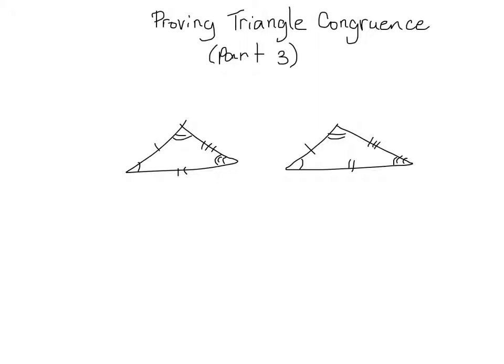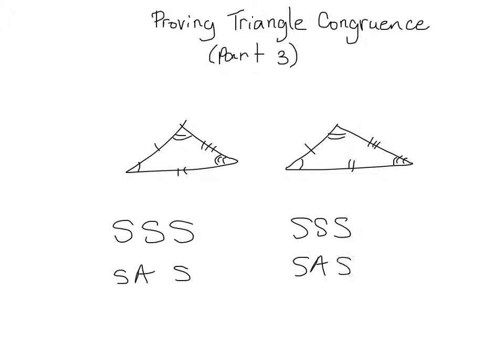So in a previous video, we showed a side proof. So if 3 sides are congruent, then the triangles are congruent. We proved one of those. We also looked at a side angle side proof. And now it's time for us to move on to an angle side proof. So what does an angle side congruence look like? Well, it looks like this.